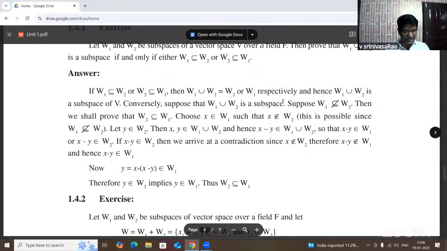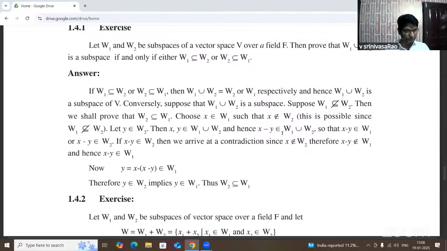So here the condition is X minus Y. Now X minus Y also belongs to W1 union W2. So X minus Y belongs to W1 or X minus Y belongs to W2. Union is represented as OR; conjunction is AND, disjunction is OR. X minus Y belongs to the union, which means either X minus Y is in W1 or X minus Y is in W2.